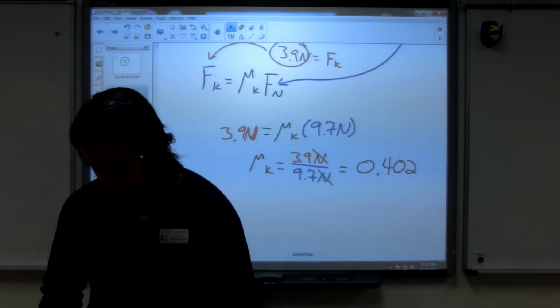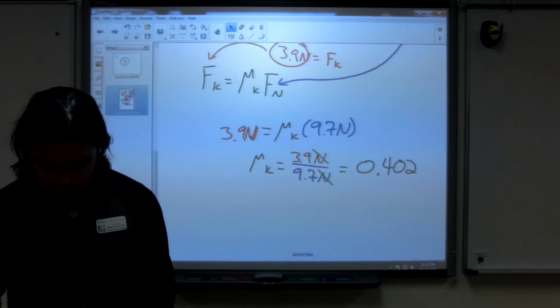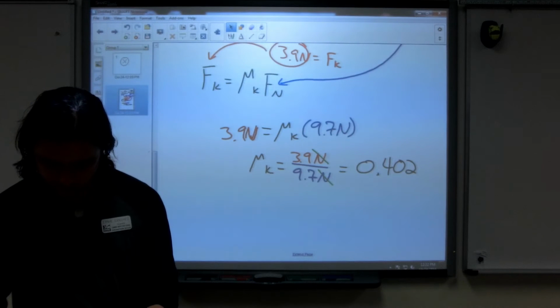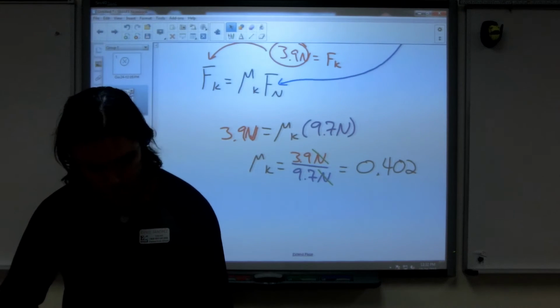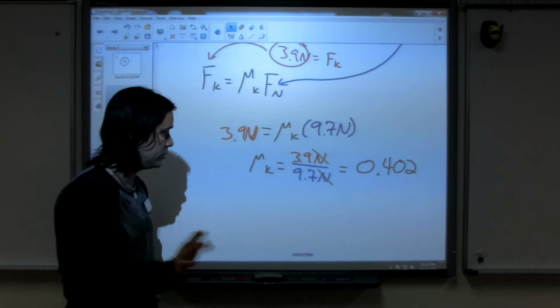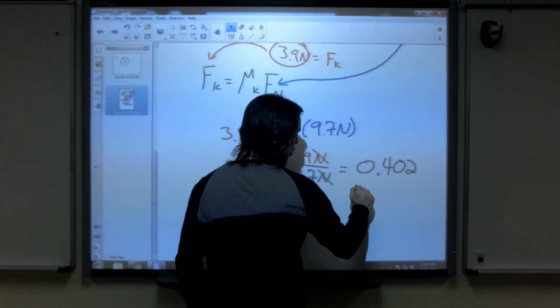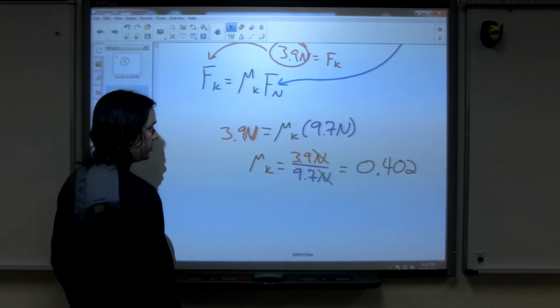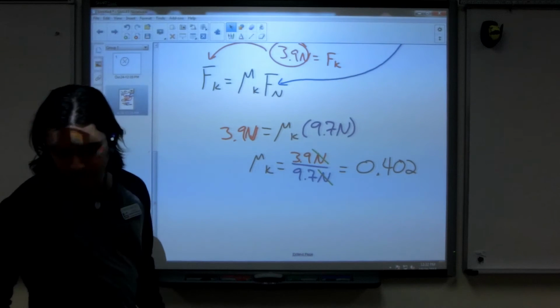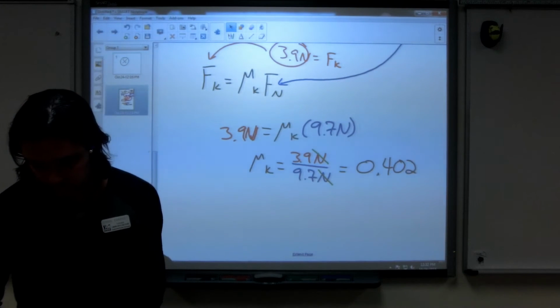0.402. I'm checking my answer key. 0.402062. So they take it to 6 significant figures. Nuts to that. 3 is plenty good for us. So 0.402. This is the correct answer. All right. Now, let's move on to the next part.